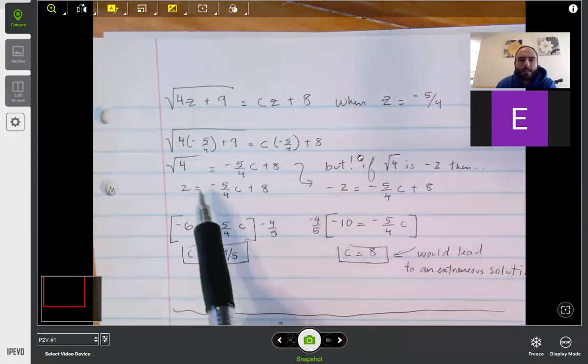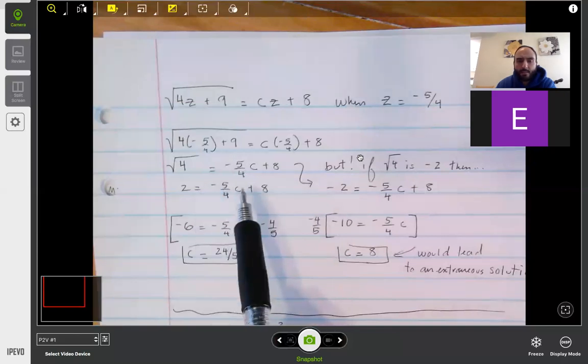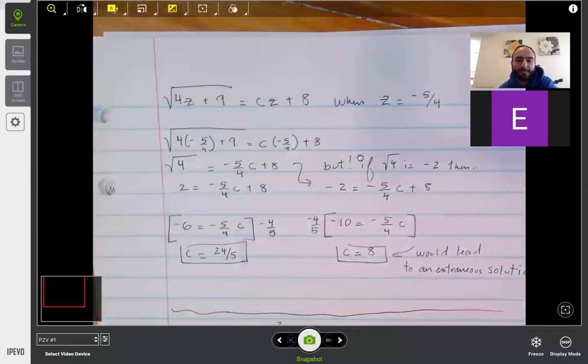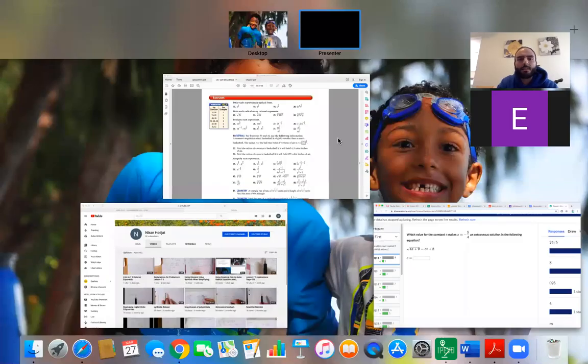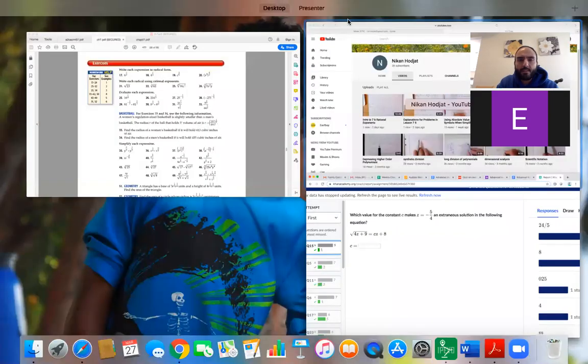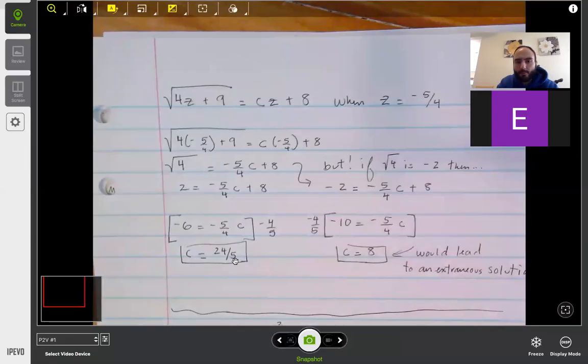And so at this point, I really didn't know what was going on. I was just caught up in solving for the letter c, and I did, and I found that c was equal to 24/5, excuse me. So I'm like, what exactly am I being asked to do? And I went back to the question again, and it says, what value for the constant c would make an extraneous solution? So what I found is not extraneous. What I found is that if c is 24/5, everything works out beautifully.